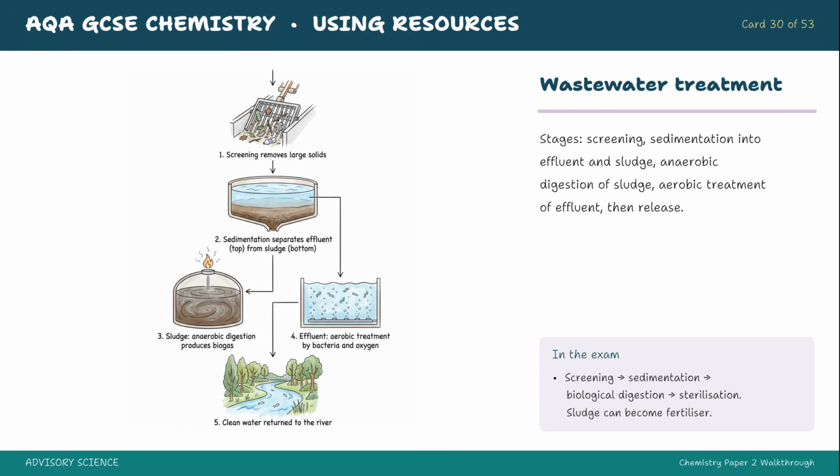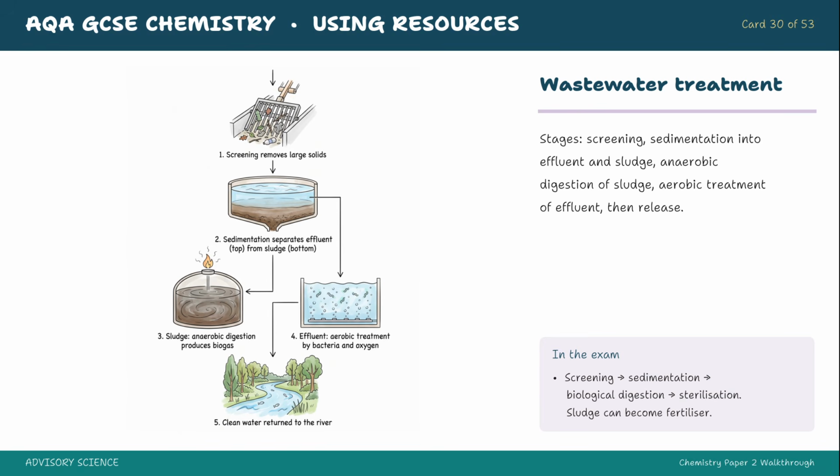The sludge is then broken down by anaerobic digestion, so that's without oxygen, which also produces useful biogas. The effluent is treated by aerobic biological treatment, where bacteria use oxygen to break down the remaining organic matter and harmful microbes. In the exam, learn the order: screening, then sedimentation, then anaerobic digestion of the sludge, and aerobic treatment of the effluent. Note that treating sewage needs less energy than desalinating seawater, which is a common comparison question.